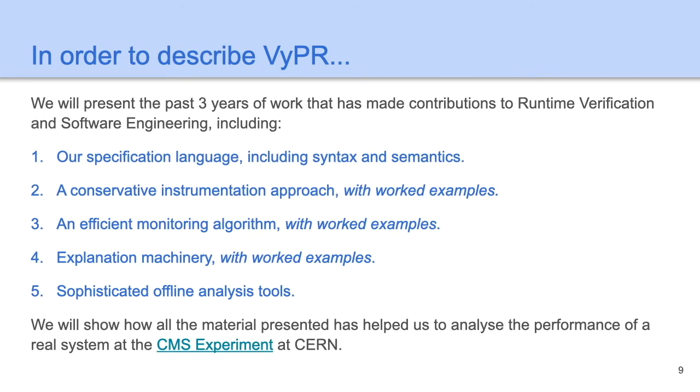Now, in order to describe the VyPR framework, we will present the past 3 years of work that has made contributions to both runtime verification and software engineering. These contributions include our specification language, which includes the syntax and semantics as usual, a conservative instrumentation approach, and with this we will give worked examples and visualization, an efficient monitoring algorithm with which we will also give a visualization, machinery for explanation of whenever a specification is not satisfied by a program run, and finally sophisticated offline analysis tools that take the form of a web-based application and a Python-based analysis library. To conclude, we will show how all of the material presented has helped us to analyze the performance of a real system running at the CMS experiment at CERN.